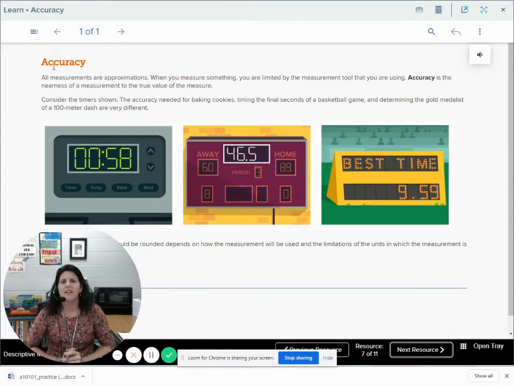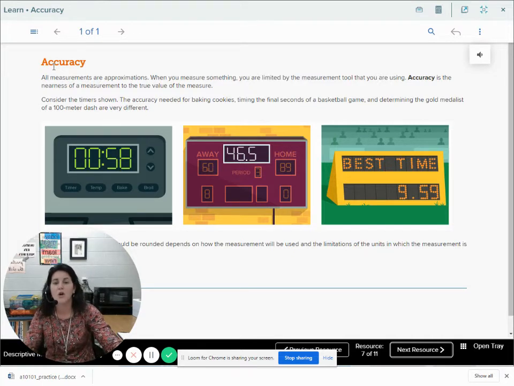So the important thing to think about when we're making these predictions and using metrics and things is how accurate is this? All measurements are approximations. When you measure something, you're limited by the measurement tool that you're using. Accuracy is the nearness of a measurement to the true value of the measure. So consider the timer shown. The accuracy needed for baking cookies, timing the final seconds of a basketball game, and determining the gold medalist of a 100-meter dash are all very different.